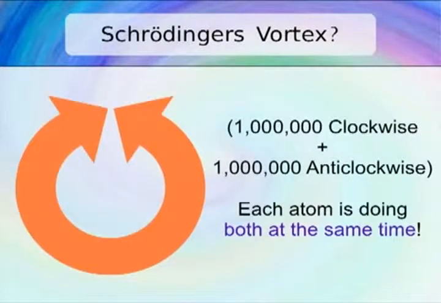What I actually mean is you've got 1 million going this way and 1 million going this way, but it's the same million. So each atom is actually going both ways at the same time. It's in this superposition state. And this sounds like crazy talk, but this is the giddiness of quantum mechanics. And there is no real classical analogy. There is no real Schrödinger's cat, unfortunately.